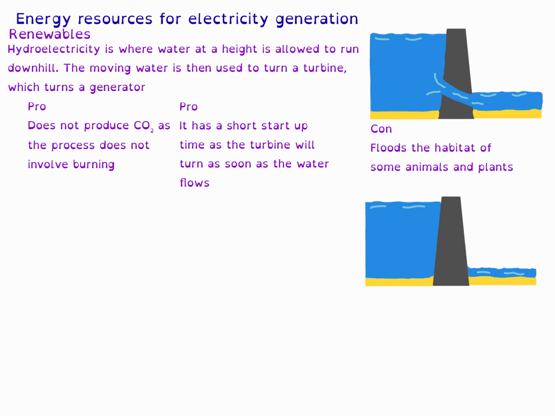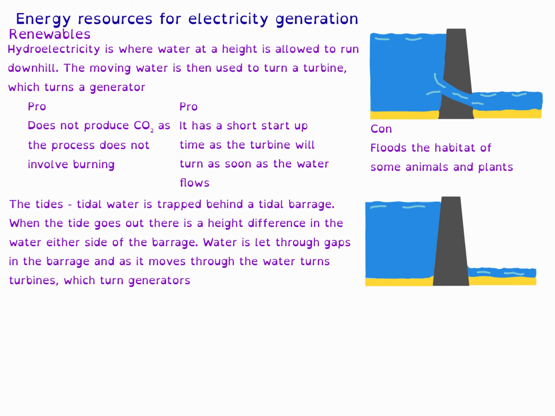The tides: tidal water is trapped behind a tidal barrage. When the tide goes out, there is a height difference in the water either side of the barrage. Water is let through gaps in the barrage, and as it moves through, the water turns turbines, which turns generators.